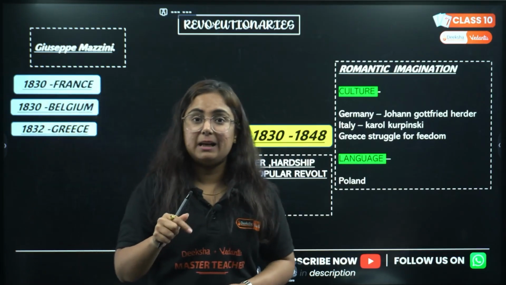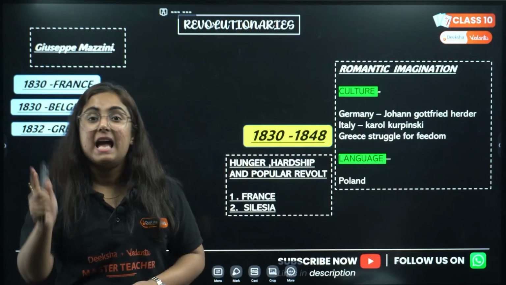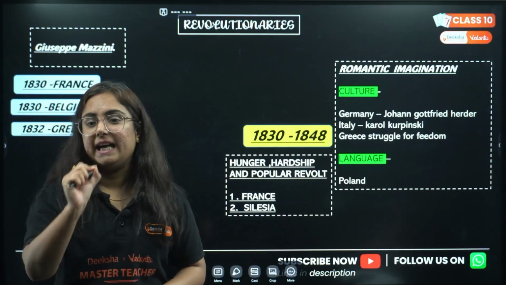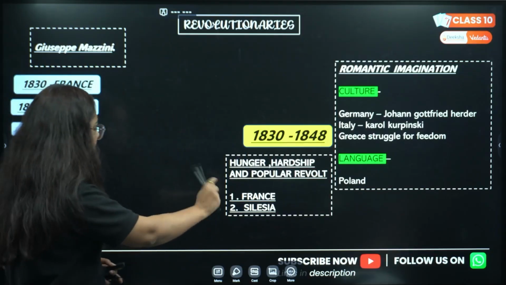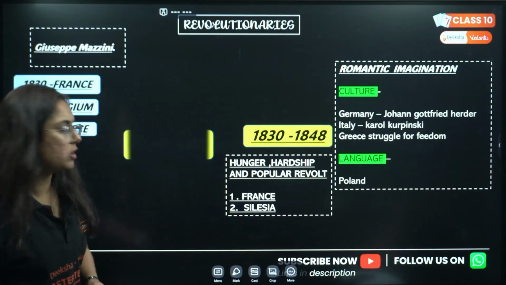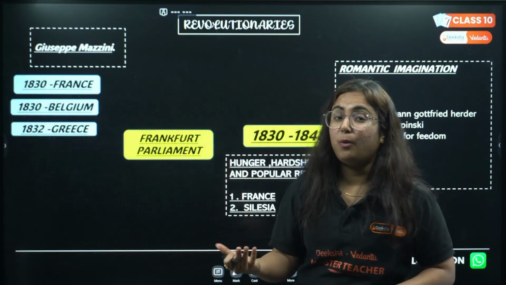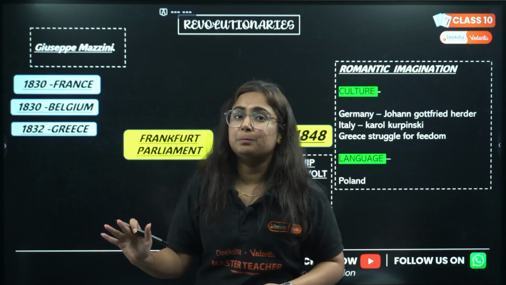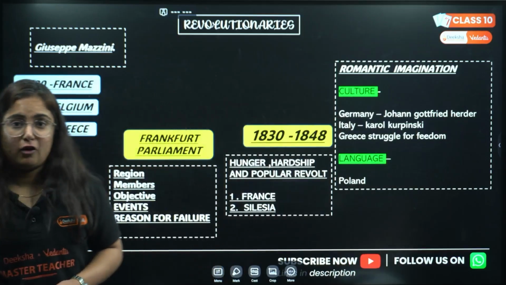So here is the time when France even overthrew the constitutional monarchy and France became a republic in the year 1848. Pay attention. Then we have the case of Silesia, not to learn so much because questions don't come from that topic. But when France became a republic, will the German nations stay behind? No. They also came into the picture again with the initiative of Prussia.